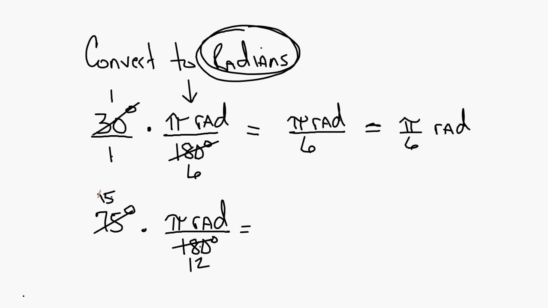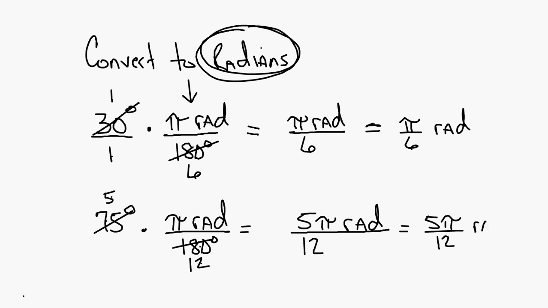So now your 5 times pi radians is 5 pi radians, and 1 times 12 is 12. You'll see it more like this in the book: 5 pi over 12 radians. Make any sense? You're either going to work harder to simplify in the first step, or you're going to just have to keep simplifying, or your answer's not going to be in simplest form.